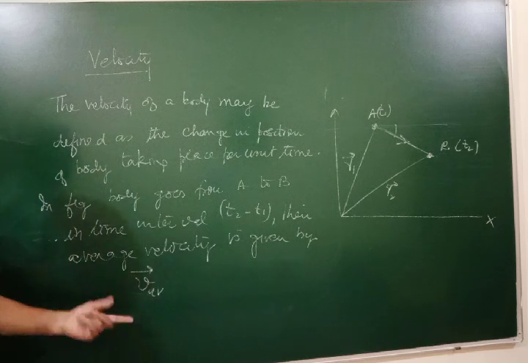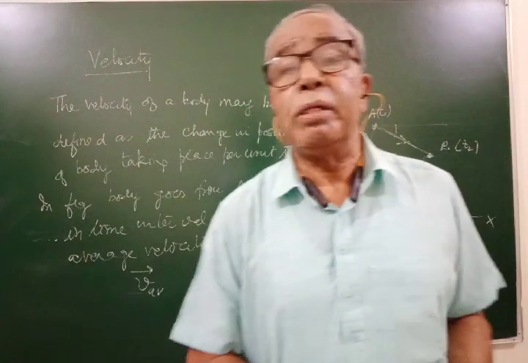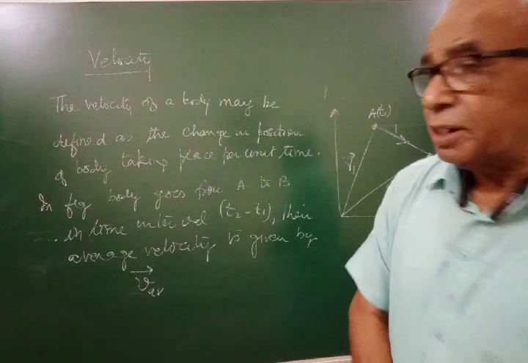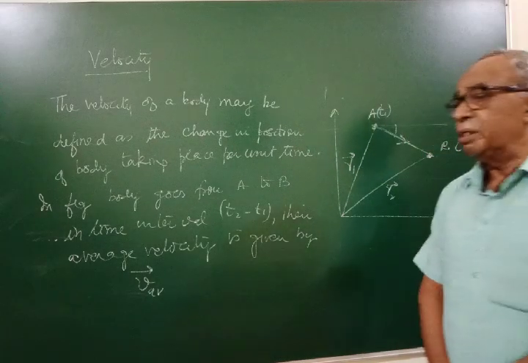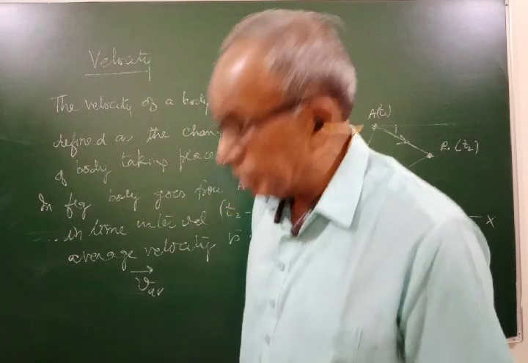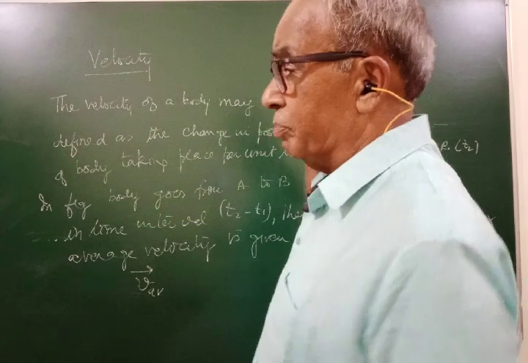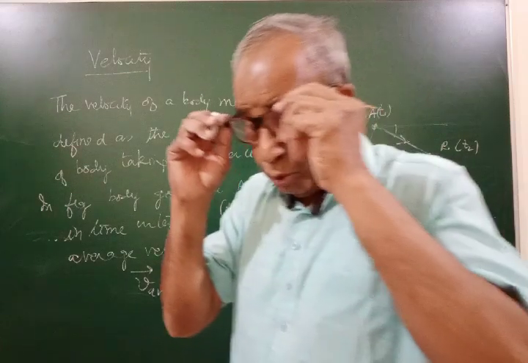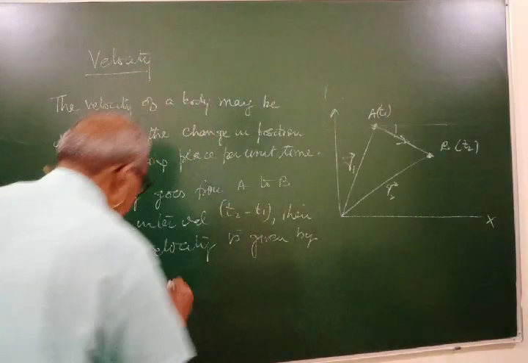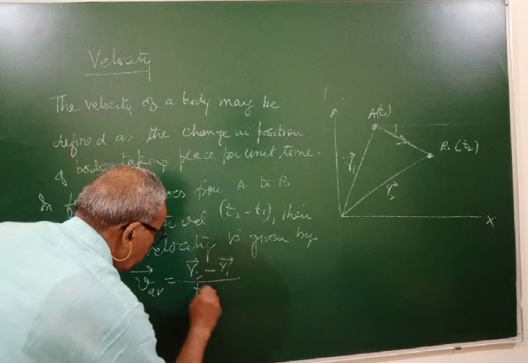An arrow must be there because it is a velocity vector. In our NCERT book, vectors have been represented by bold face letters. You can see your NCERT book class 11. There, vectors are written by bold face letters. In some books they write bold face letters as well as put an arrow on them. But it is sufficient if you write bold face letters to represent a vector. So V average is equal to R2 minus R1 upon T2 minus T1.